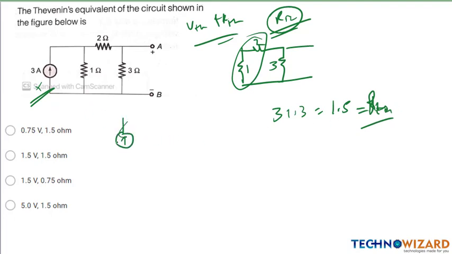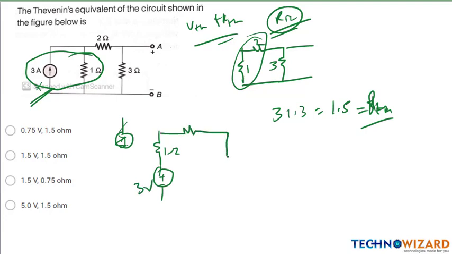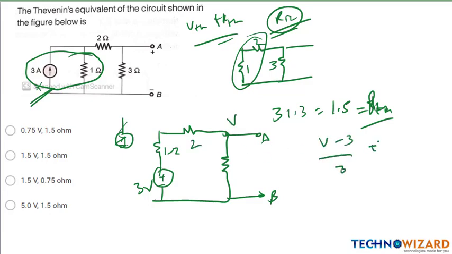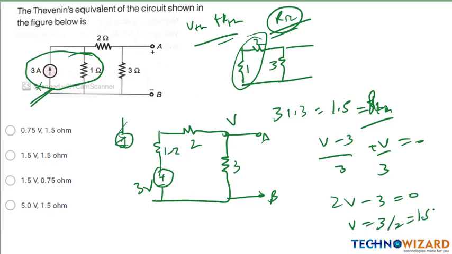So I am applying source transformation here first, so that I can make my circuit easy. On redrawing this circuit, this will be 1 ohm and the voltage will be 1 into 3, that is 3 volt. This is 2 ohm and this is 3 ohm. And this is the voltage we have to find, this node V, and this is 2. Now V minus 3 upon 3 plus V upon 3, this is 3 also, is equal to 0. Therefore 2V minus 3 is equal to 0, and V is equal to 3 by 2, which is equal to 1.5 volt. Therefore VTH is equal to 1.5 volt and RTH is also equal to 1.5 ohm. Therefore option B is the correct answer here.